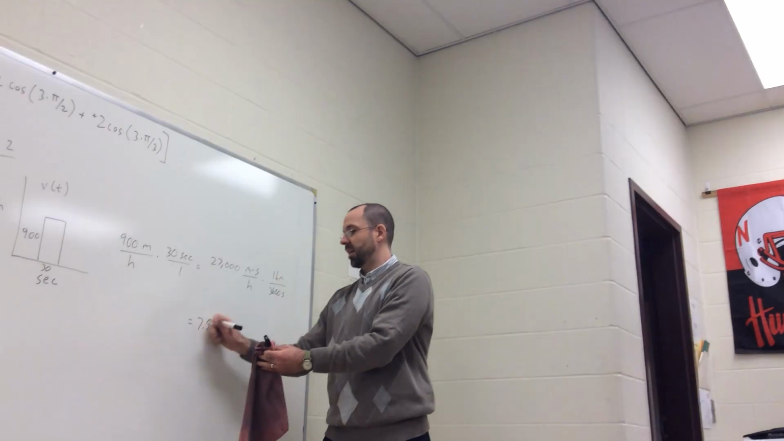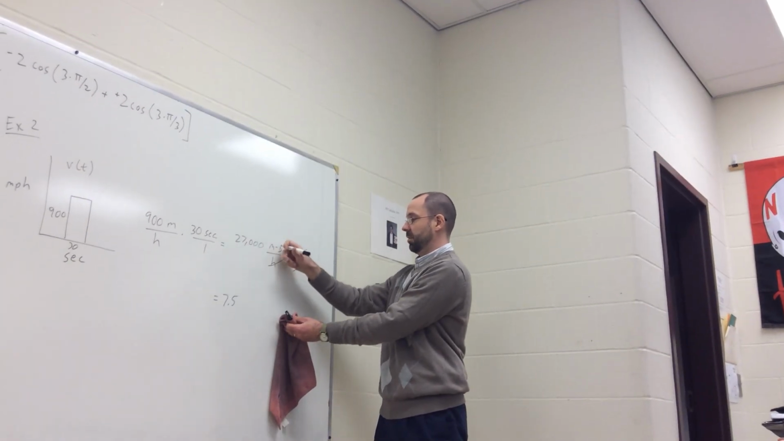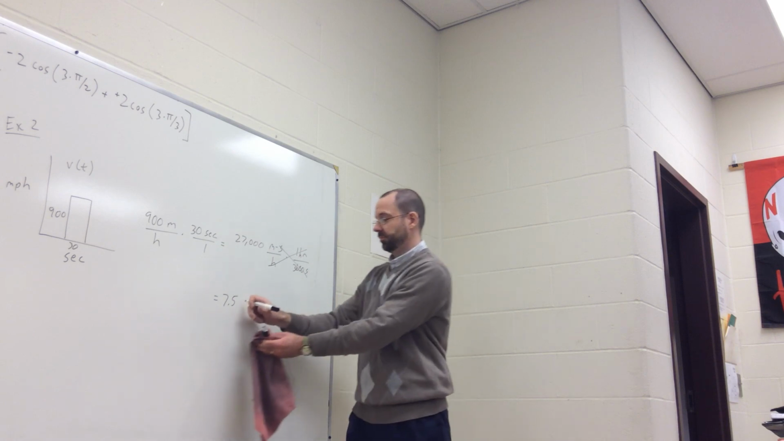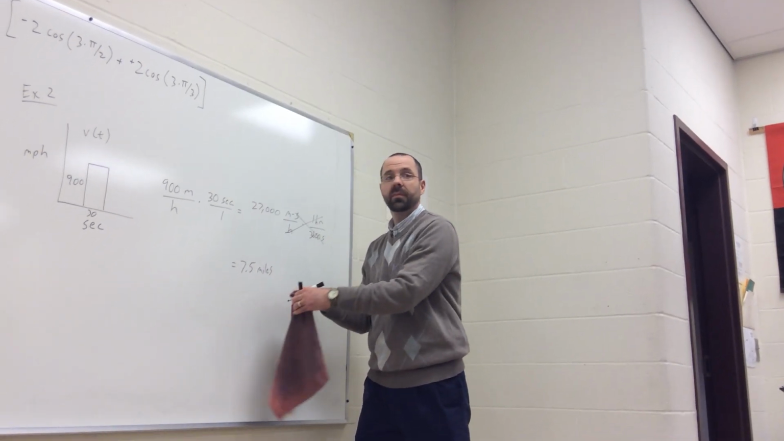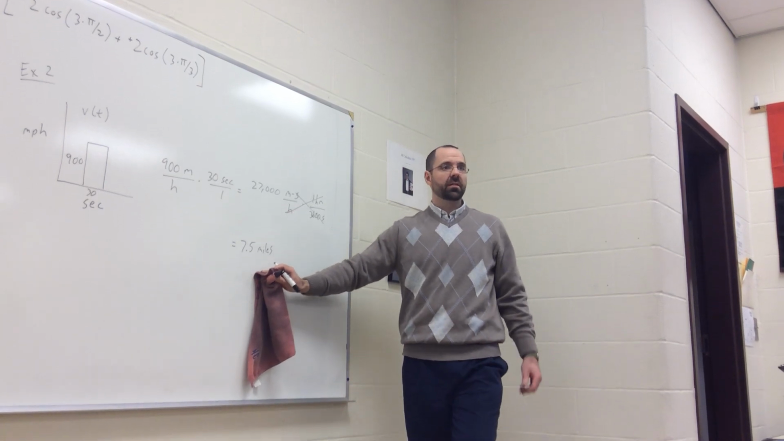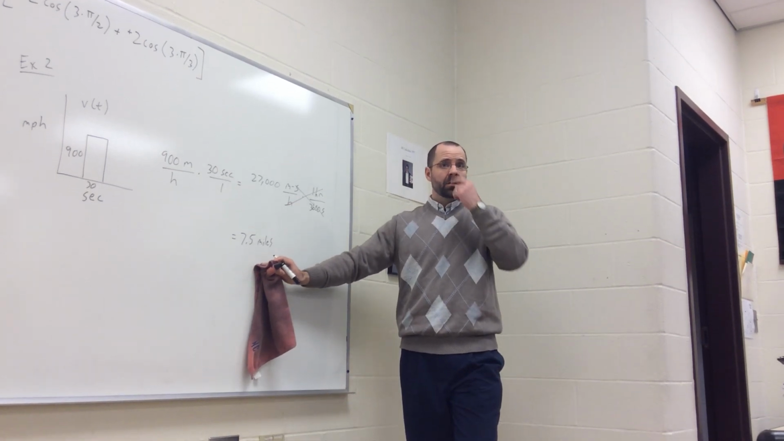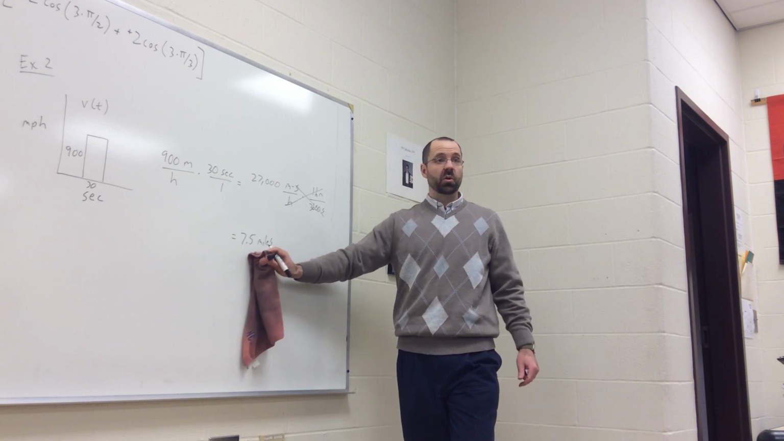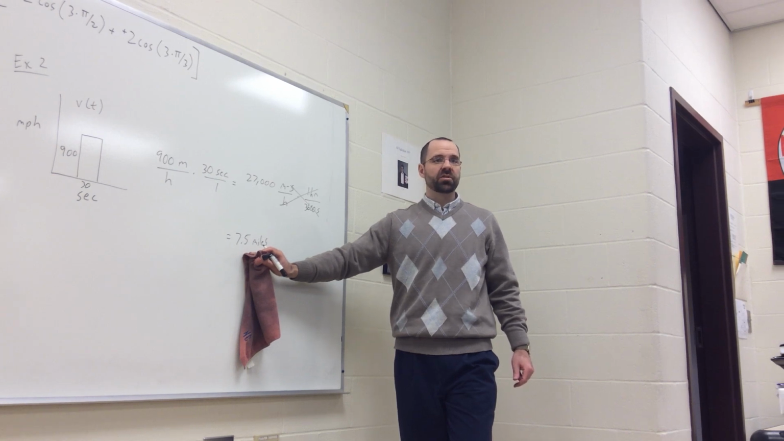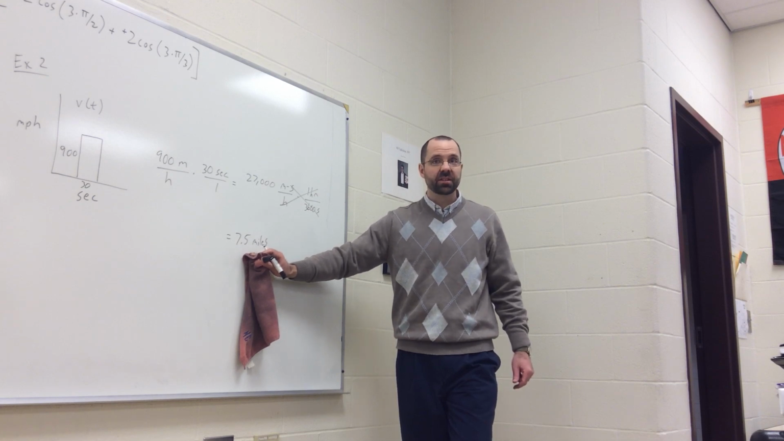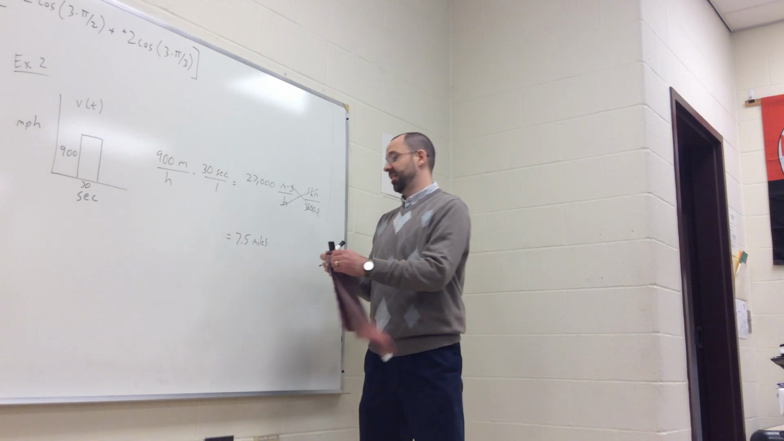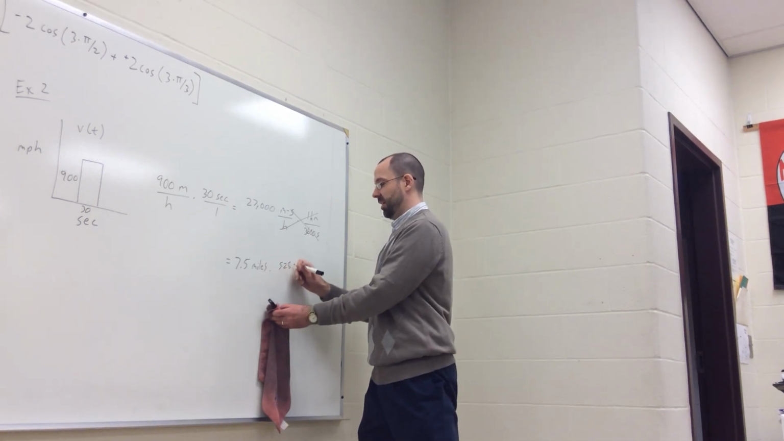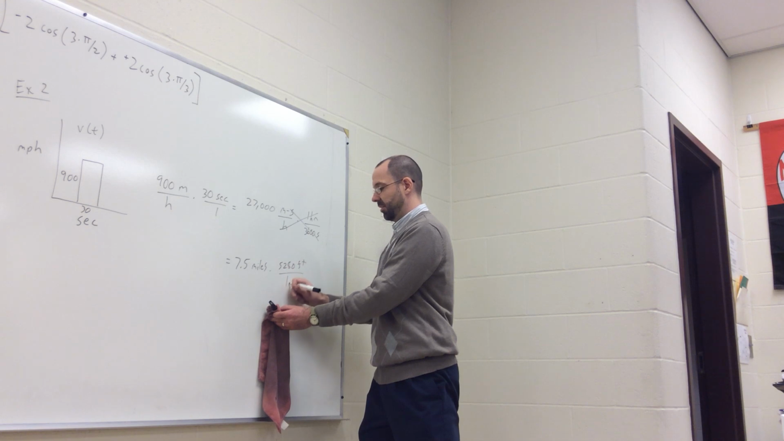So I get 7.5 miles. So what does that mean? If something goes 900 miles an hour for 30 seconds, it ends up going 7.5 miles. Okay, then to make matters worse, the problem that I'm trying to help you on wants the answer in feet. So now we got to multiply that by 5,280 feet in 1 mile.